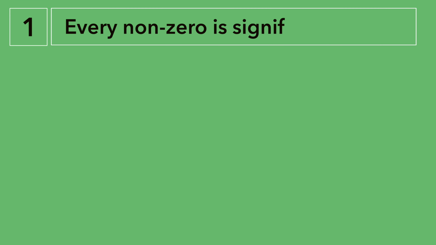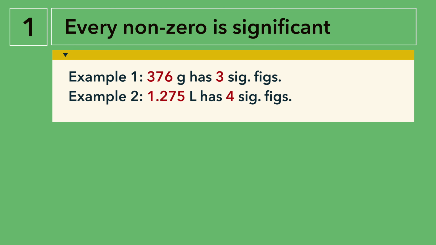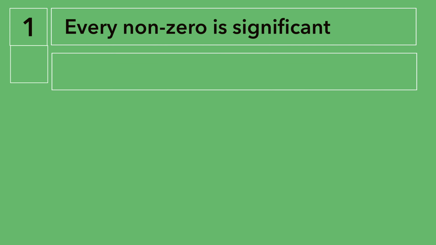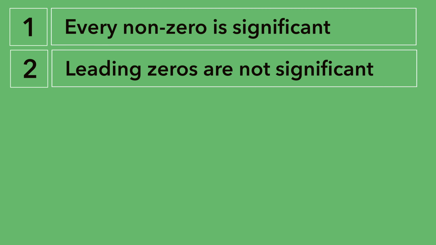First, every non-zero digit is significant. So if we have a mass of 376 grams, this measurement has 3 significant figures. Another example is a volume of 1.275 liters has 4 significant figures. When we start to talk about zeros, things get a little bit more complicated. In a measurement, there are 3 different places we can find zeros.